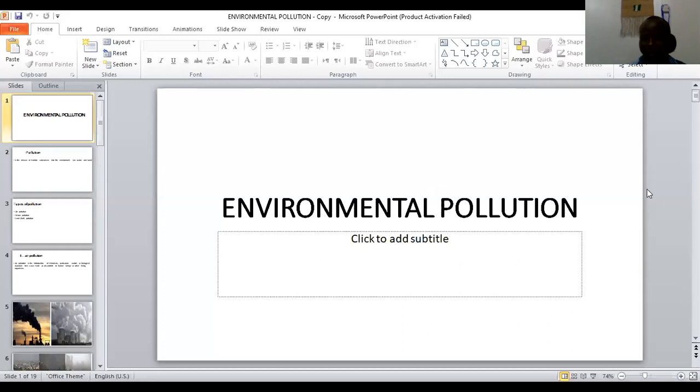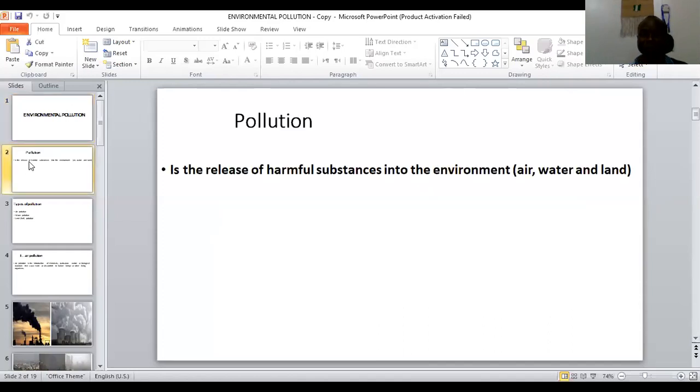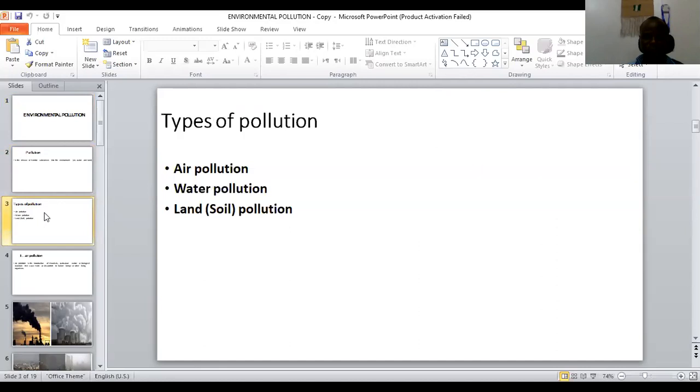We defined environmental pollution as the release of harmful substances to the environment, and our environment consists of air, water, and land. So, types of pollution. Since our environment consists of air, water, and land, invariably it follows that we have 3 types of pollution, which will include the air, the water, and the land.